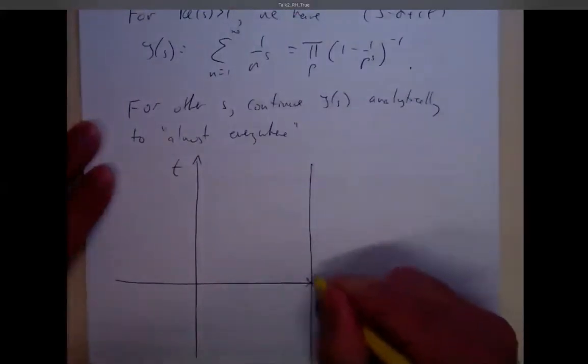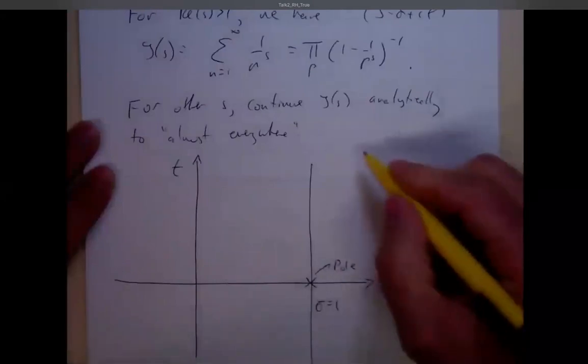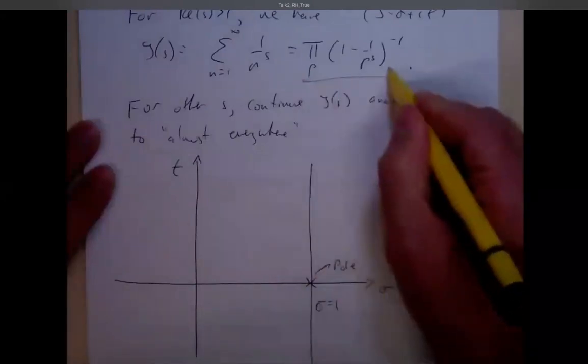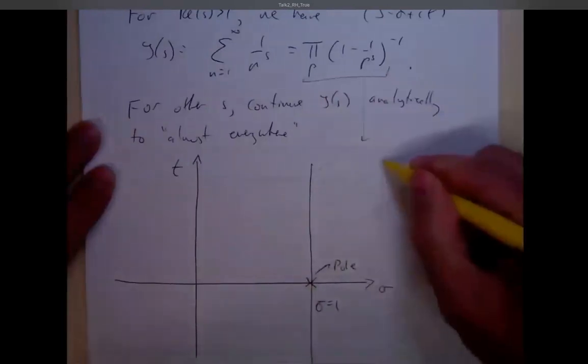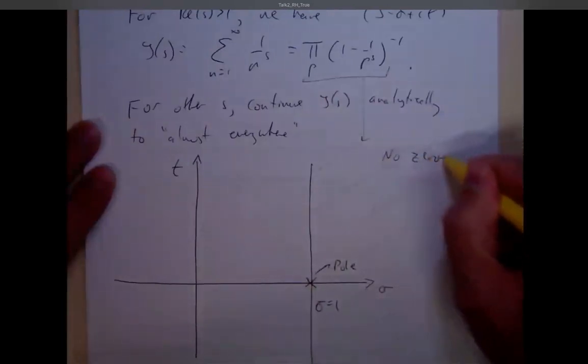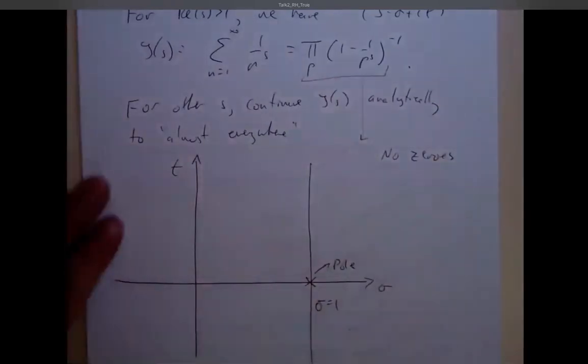What do I mean by almost everywhere? Everywhere except that point where I put a cross there. That's a pole at s equals 1. This diagram I'm going to draw again and again throughout the talk, with sigma on the horizontal real axis and t on the vertical imaginary axis, I'm sorry. So what have I said here?